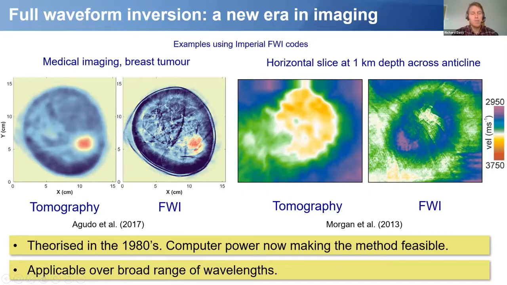So you can see all the kind of tissues within the breast. And obviously we can see the cancerous tumor to a much higher resolution, which allows us to tackle and address the problem in a much more precise manner. So the same applies to the Earth.